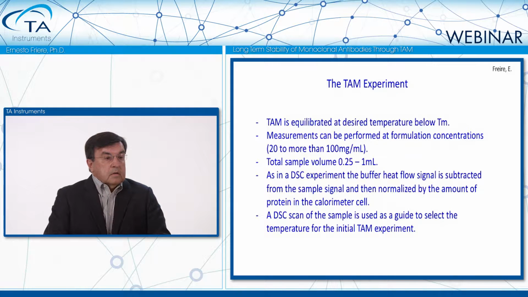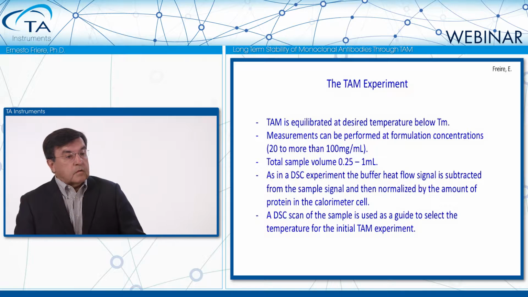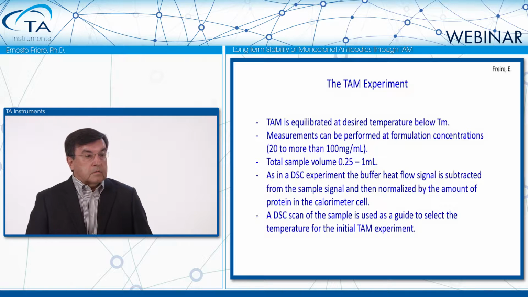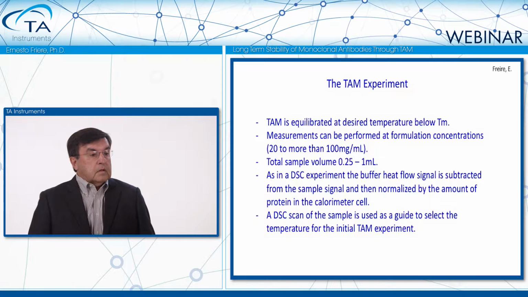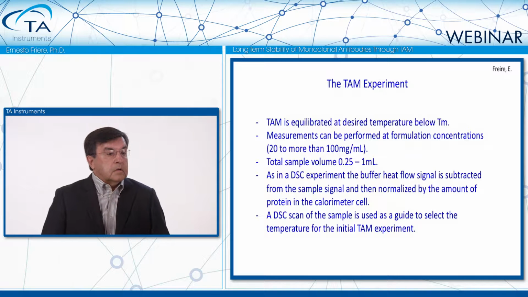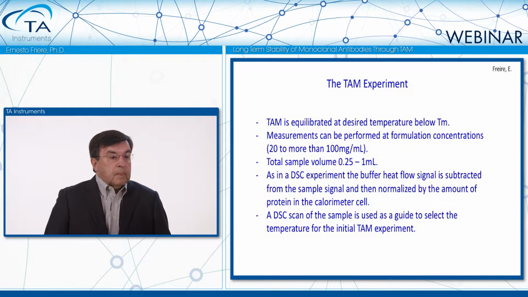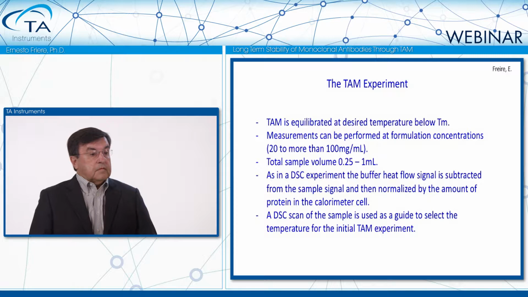First, the instrument is equilibrated at the desired temperature below Tm. Measurements can be performed at formulation concentration. That's very important because not all techniques allow you to measure directly at the formulation concentration. That is 20 to more than 100 mg per ml of protein. Total volume of the sample, anywhere between 0.25 to 1 milliliter, even larger if desired.